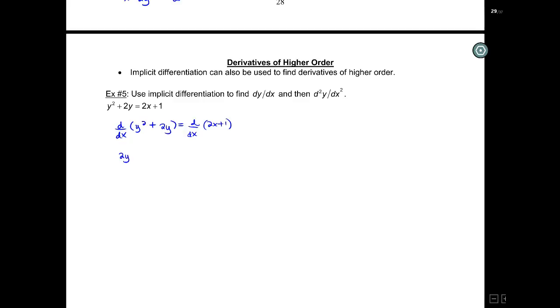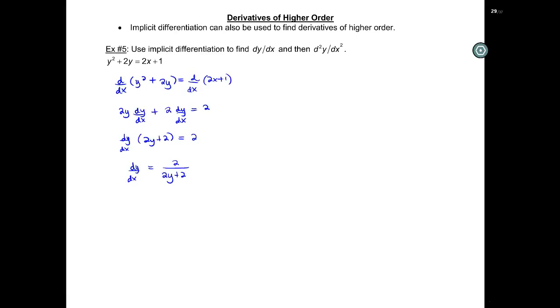Okay, so we get 2y dy/dx plus 2 dy/dx equals 2. You got that step? Okay, we're going to take out a dy/dx, so we get 2y plus 2. Then I reduce it, so I have 2 over 2y plus 2. Now, I can factor out a 2 from the denominator and cancel it. In the end, what I would like to see is just 1 over y plus 1.